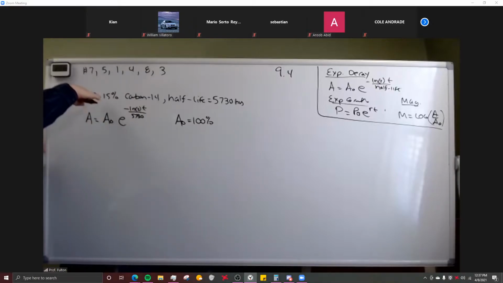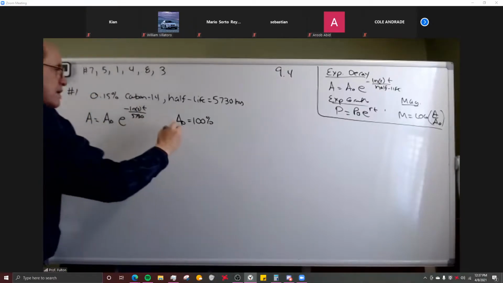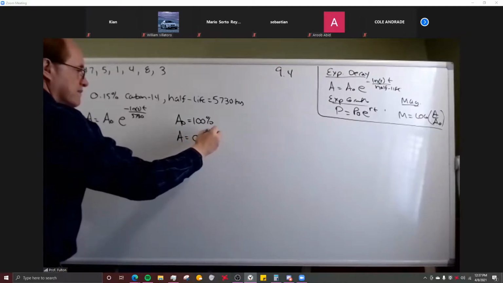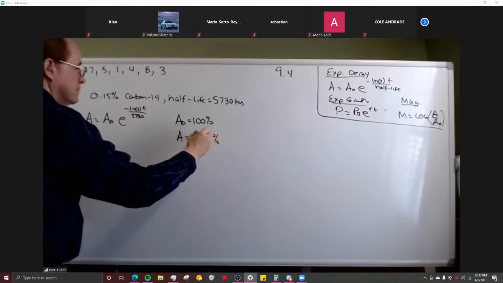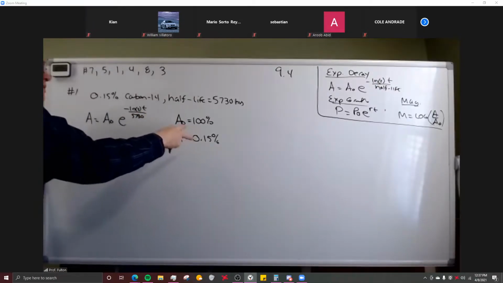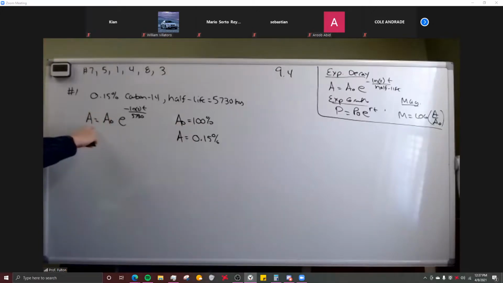Over time, this thing has decayed down. So now my A is down to 0.15%. It's a very, very small amount. It started with 100%, now it's 0.015%. Well, I can use all this now to find out the time. That's what I want to solve for, the time.